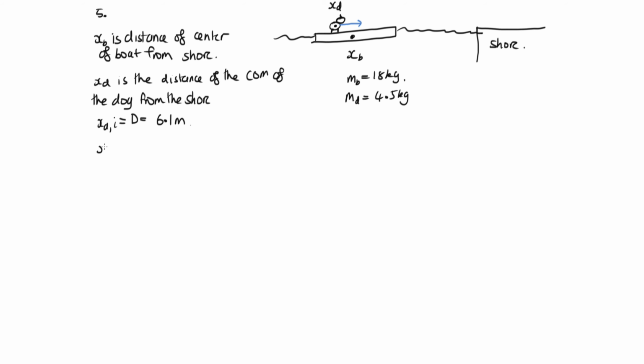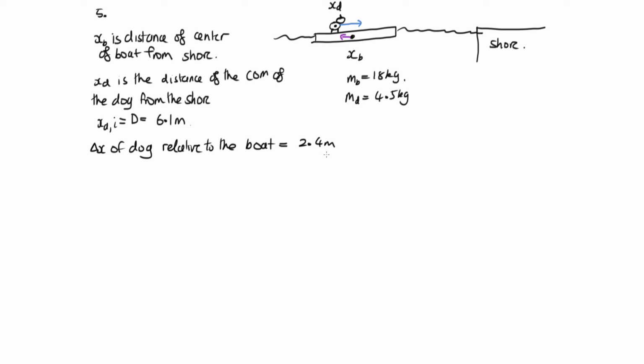So the change in x of the dog relative to the boat is equal to 2.4 meters. So as the dog walks this way, the center of mass of the boat itself can't change. So the boat must move back this way a little bit. So that's what we're going to be working with in a minute.